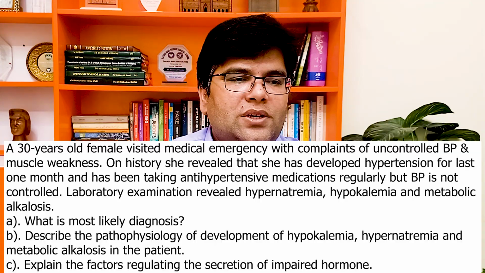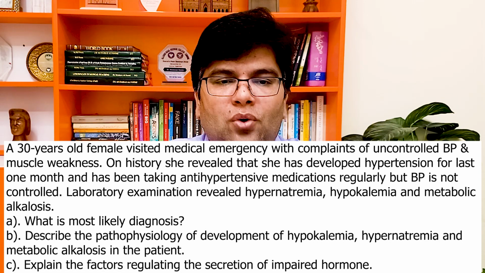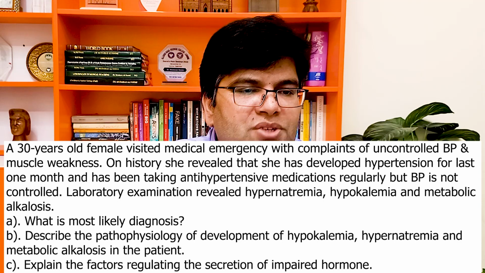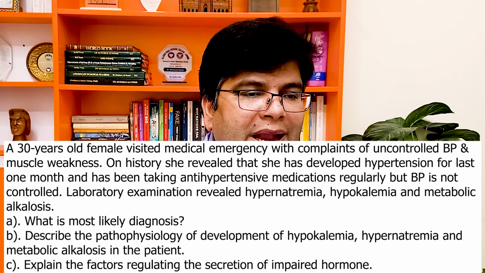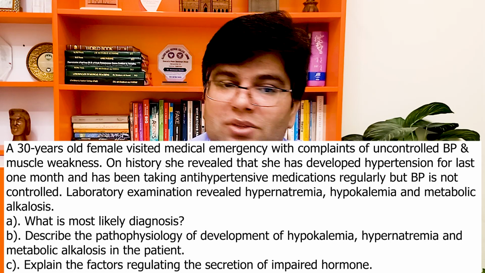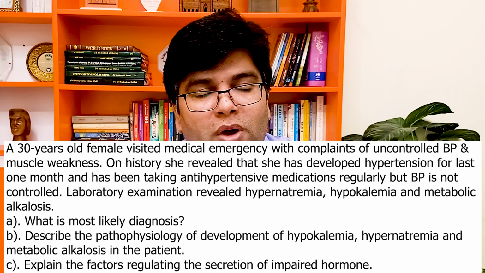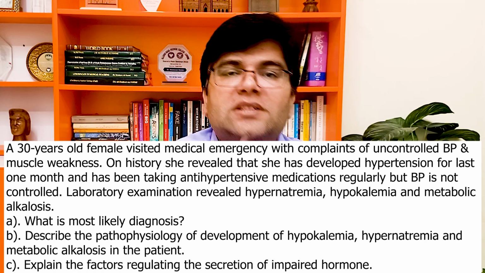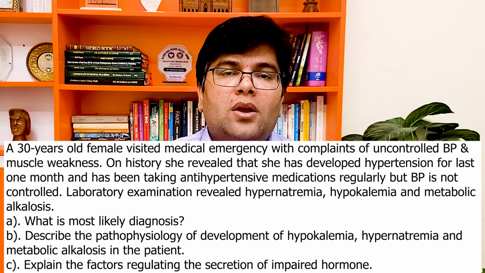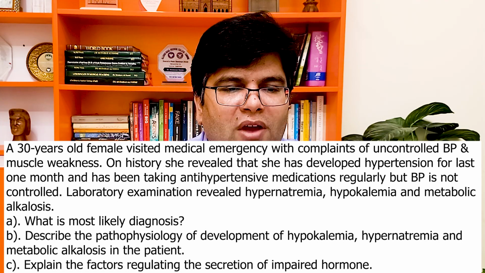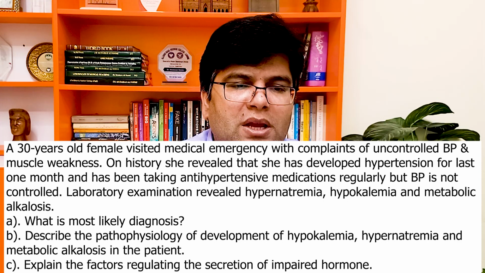Next question is, a 30-year-old female visited medical emergency with complaints of uncontrolled blood pressure and muscle weakness. On history, she revealed that she has developed hypertension for last 1 month and has been taking antihypertensive medication regularly, but blood pressure is not controlled. Laboratory examination revealed hypernatremia, hypokalemia, and metabolic alkalosis. What is the most likely diagnosis? The answer is Conn's syndrome, C-O-N-N. Describe the pathophysiology of development of hypokalemia, hypernatremia, and metabolic alkalosis in this patient.